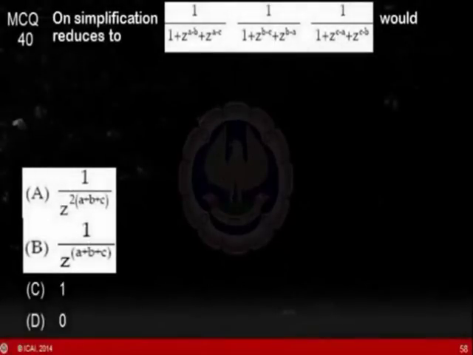On simplification, 1 by 1 plus z to the power a minus b plus z to the power a minus c, plus 1 by 1 plus z to the power b minus c plus z to the power b minus a, plus 1 by 1 plus z to the power c minus a plus z to the power c minus b would reduce to what? This is the question, and it's simple. It just looks complicated. Let's solve this.